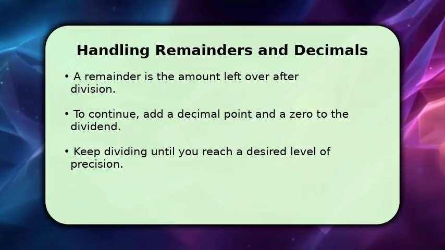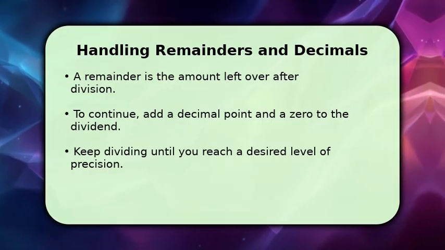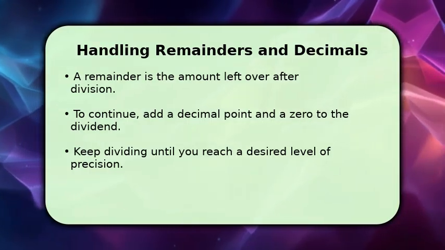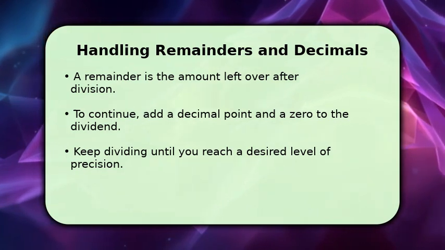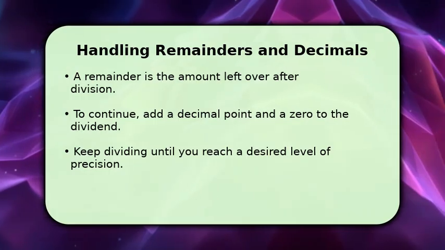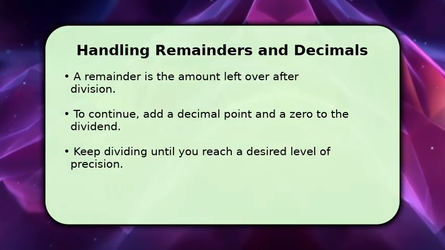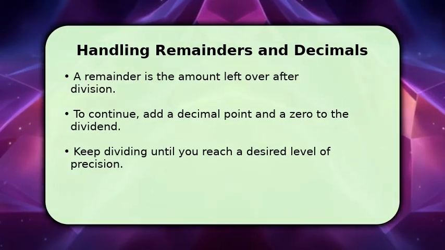Sometimes, division doesn't result in a whole number. The leftover amount is called the remainder. If you need a more precise answer, you can extend your division into decimals. Simply add a decimal point and a 0 to your dividend, then continue the long division process. You might find that some divisions produce repeating decimal patterns, like 1 divided by 3.